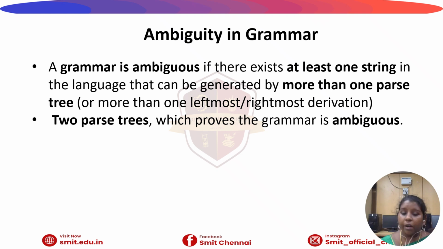We can say a grammar is ambiguous if there exists one string in the language that is generated by more than one parse tree. For a single grammar, if we generate one or more leftmost trees or one or more rightmost trees, we say that type of grammar is ambiguous. If for a single grammar we have two parse trees, we prove that type of grammar is ambiguous.